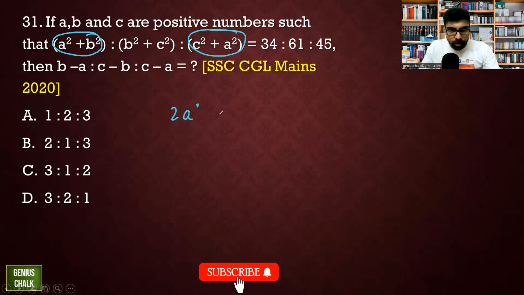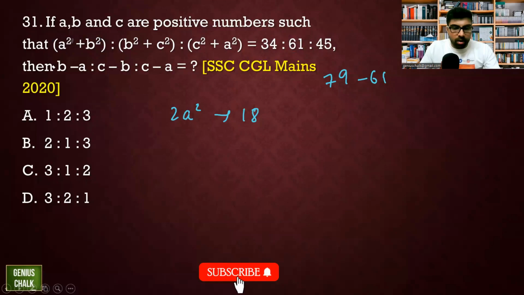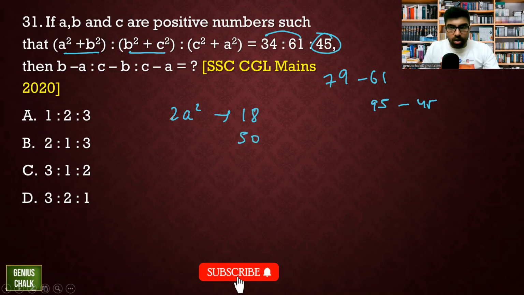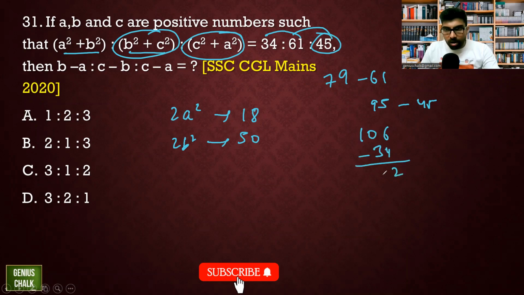So 2A square will be the addition of these two and subtraction of these two. So what is the addition? It is 79 minus 61, that is 18. So 2A square we have got. Similarly, for B square, where is B square? B square is available here and here. We need to add this and subtract this. That is 95 minus 45, so that is 50, sorry. 79 minus 61. Yeah, so it is 2B square, which is 50. Fine. For C square, add these two. So 61 plus 45, 106 minus 34. That is 2C square is 72.